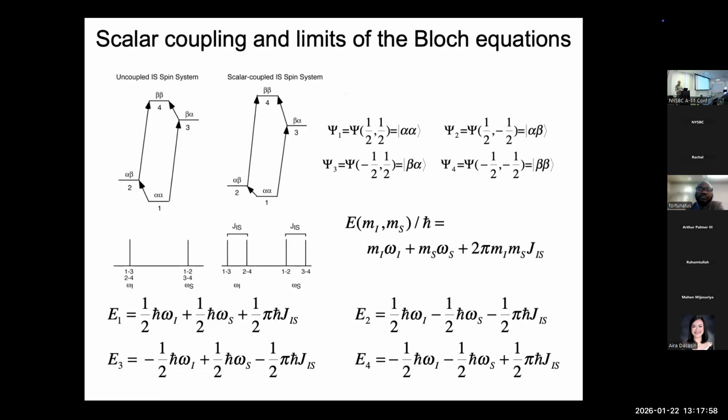Where the interesting part comes in is if there's a scalar coupling or a dipole coupling between the spins. Because now the energies depend on whether the partner spin is in the alpha state or the beta state. In solution, an isotropic solution, the dipole couplings are going to average to 0. So we're only left with thinking about the scalar J couplings.